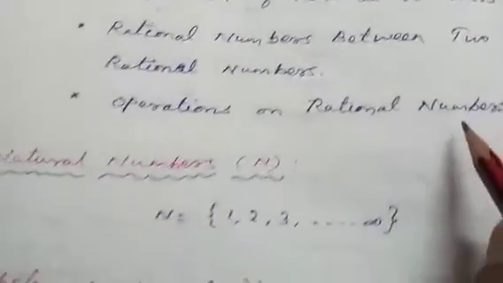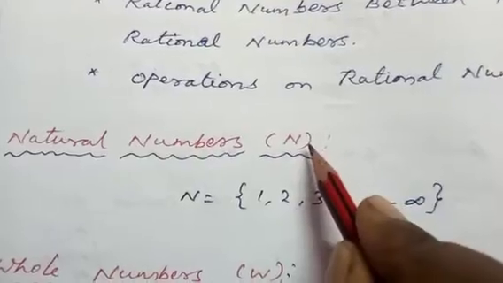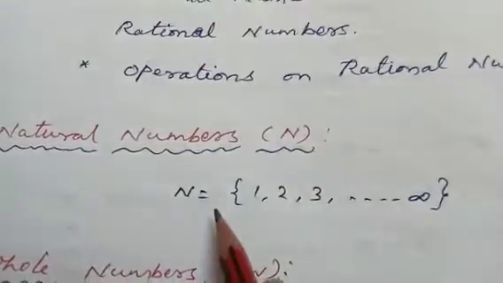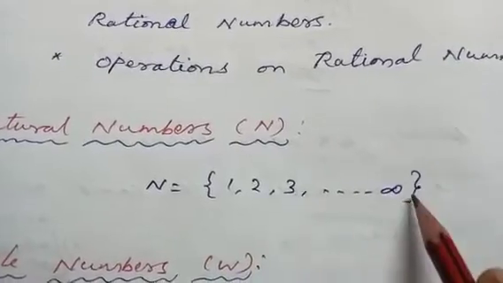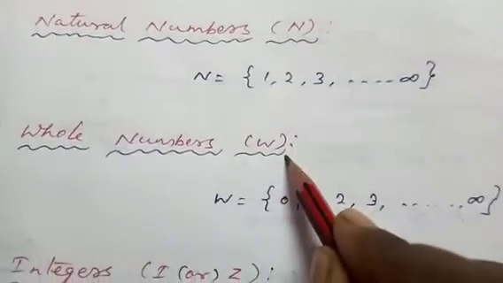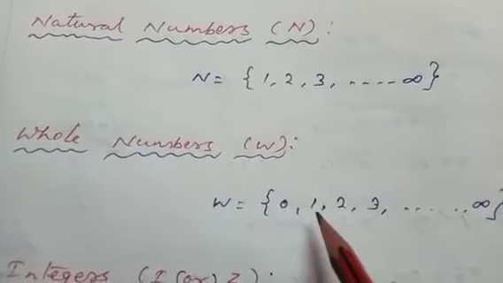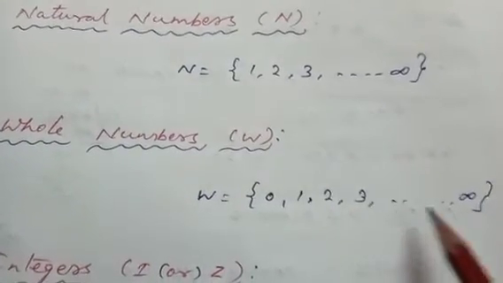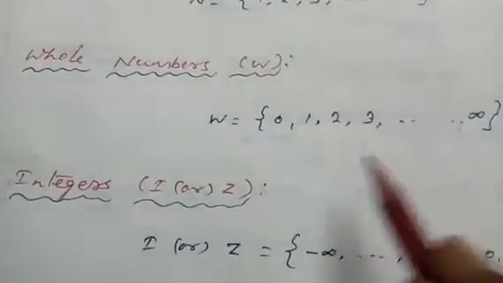The first one is natural numbers. It is denoted by capital N. The set of natural numbers are 1, 2, 3, etc. to infinity. The next one is whole numbers. It is denoted by capital W. The set of whole numbers are 0, 1, 2, 3, etc. to infinity. The next one is integers.